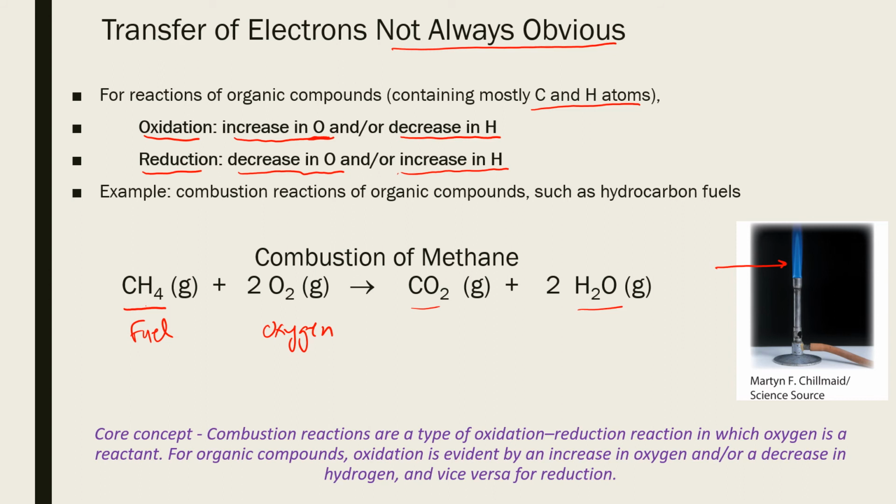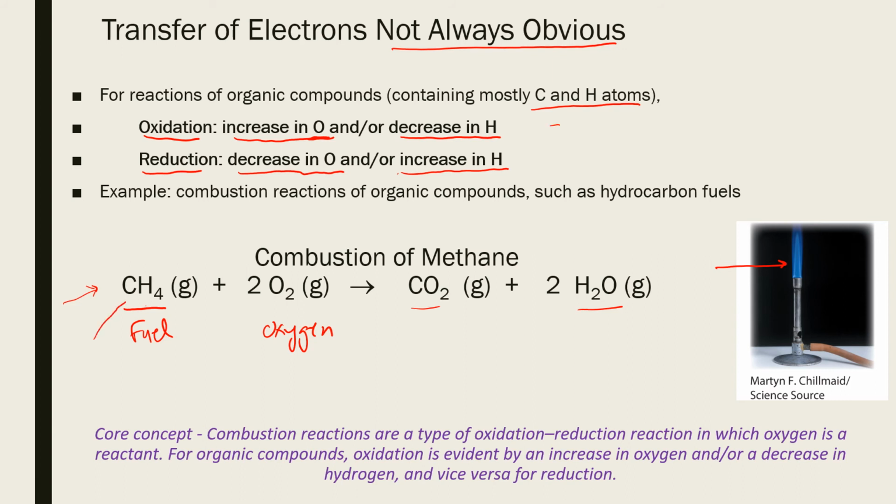Now in this reaction, because all of these compounds are covalent compounds, they are not ionic, so they don't have any charges. If they don't have any charges, we can't really say anything about transfer of electrons, because we don't know who's losing electrons and who's gaining electrons, because we can only determine that if they have charges.